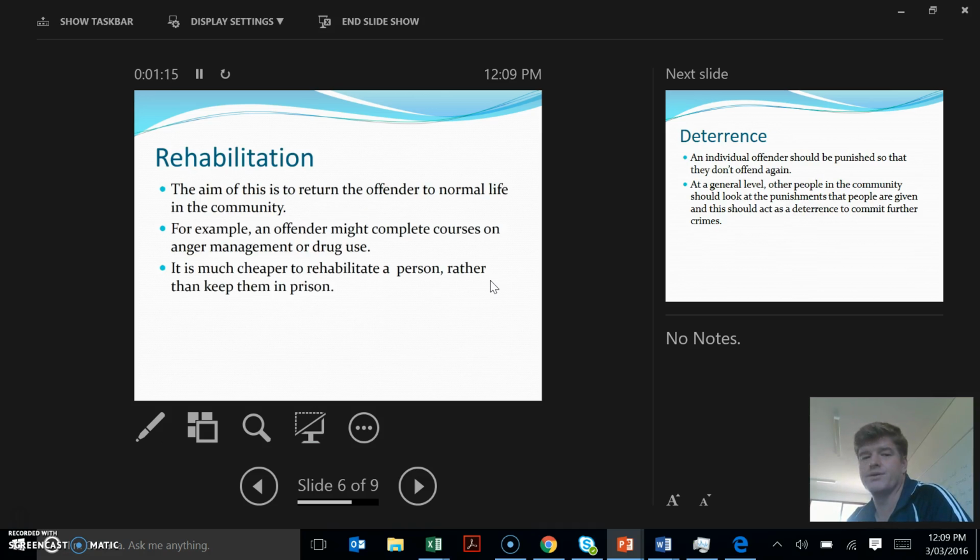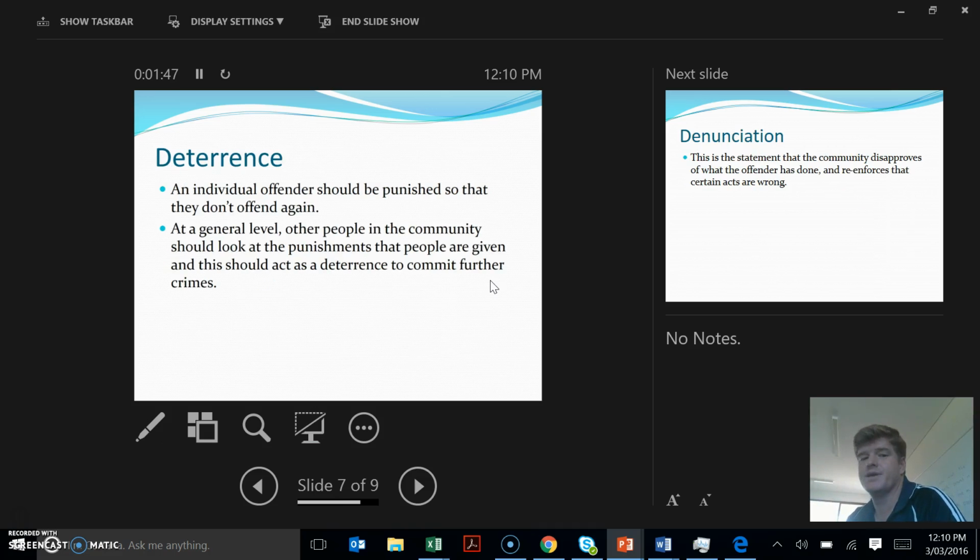Rehabilitation is really important. The aim of this is to return the offender to the community, fitting back into society better. So an example of that might be someone who's a drug offender doing some drug courses while they're in jail. And part of the justification for that is it's much cheaper. Sending someone to jail is very, very expensive. We're talking $80,000, $90,000 a year. Okay? It can be a lot of money to keep someone in jail. And some people in high-level security would be even more than that. So that's why it's worth trying to rehabilitate people.